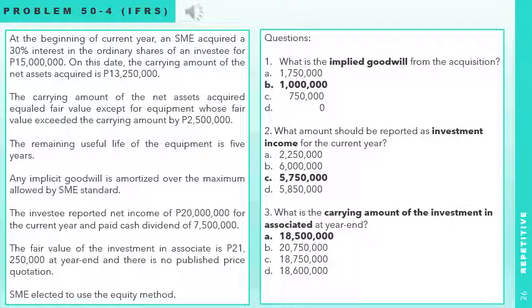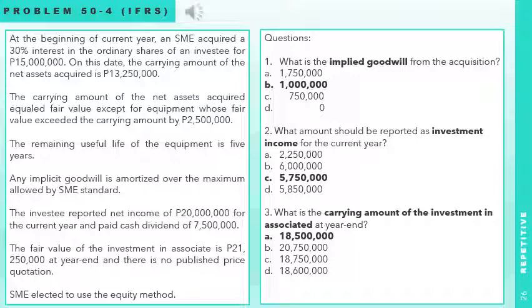So the problem is, at the beginning of the current year, the SME acquired a 30% interest in the ordinary shares of an investee for 15 million. On this date, the carrying amount of the net assets acquired is 13,250,000. The carrying amount of the net assets acquired equaled fair value except for equipment whose fair value exceeded the carrying amount by 2.5 million. The remaining useful life of the equipment is 5 years.